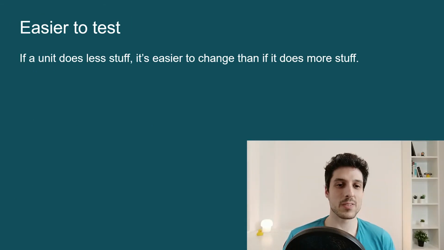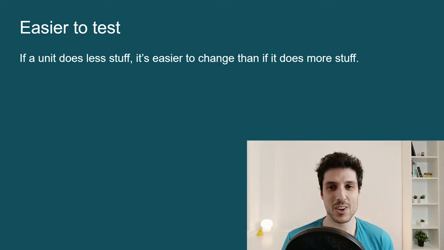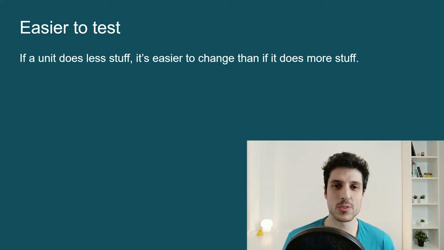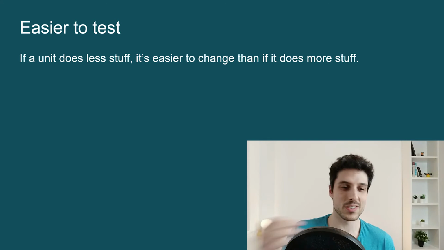And next, we have easier to test. So this should be fairly obvious, I think, if you're familiar with testing. But if you have a unit that does less stuff, it's generally easier to test than if it does more stuff. So in this case, this applies both to the shape classes, the individual shape classes are easier to test, and also to the send data functionality if you want to unit test the individual functionalities in there, like the isValid function or the format function.